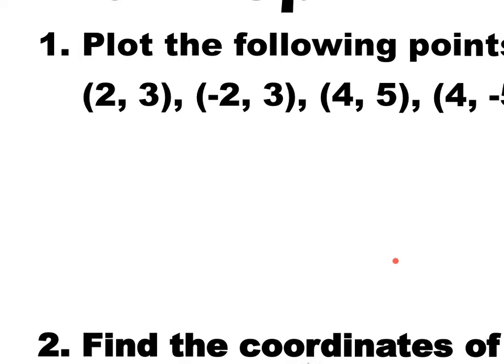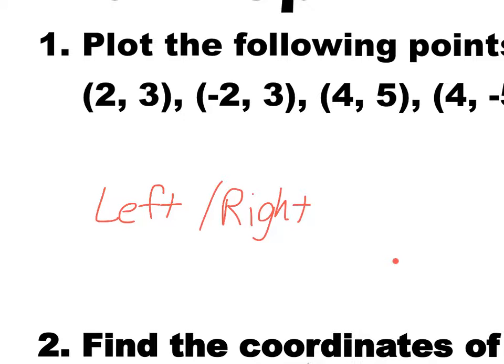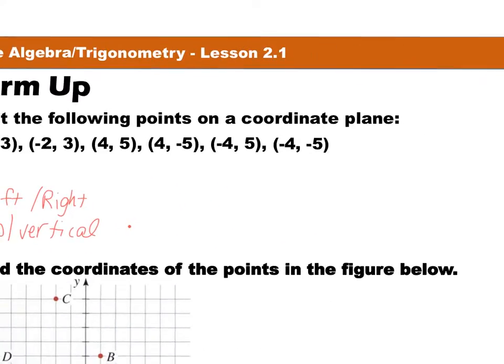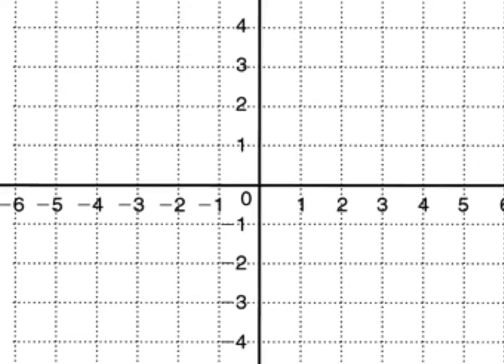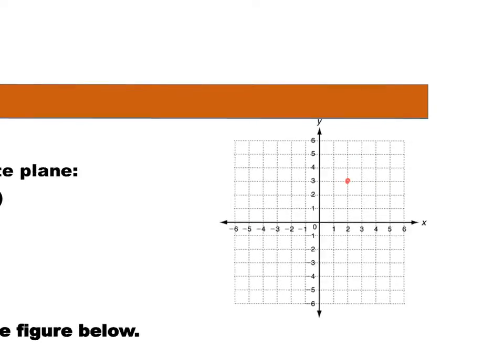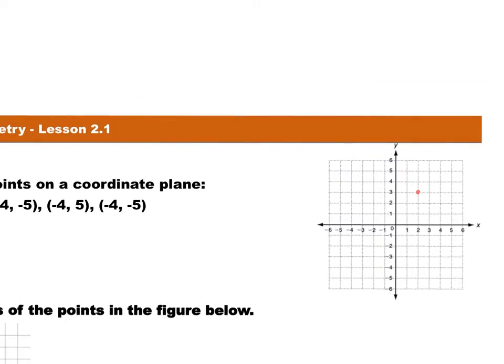Somebody remind me again, if I have 2, 3, which one's the x, which one's the y? 2 is x, 3 is y, okay? We move which way first? Horizontal. We move left and right first, then up and down, vertical, all right? Everybody with me on that? So the point 2, 3, I'm going to start right here at the origin. I'm going to go over 2, up 3, and I have a point right here. Everybody agree with me? Yes? Okay. So my next point, negative 2, 3.